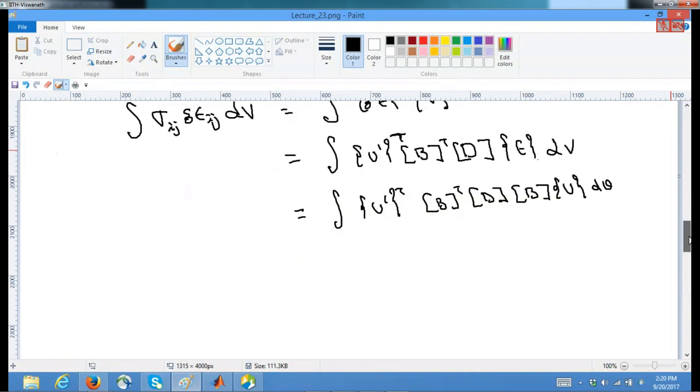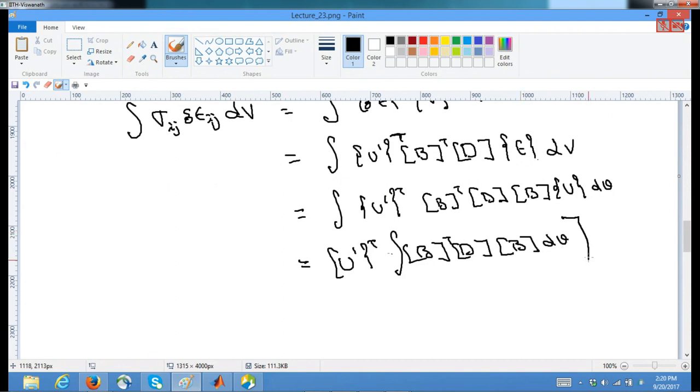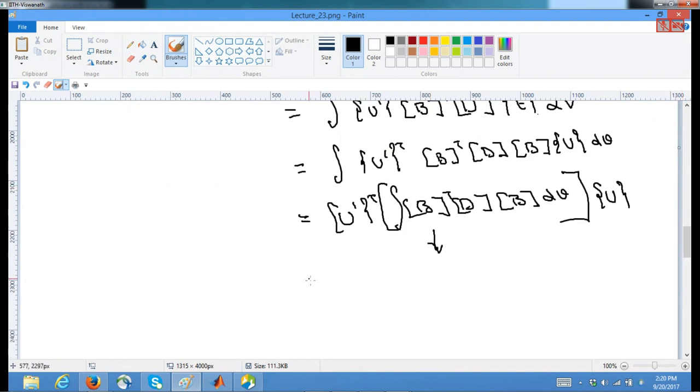So in which I will write this one as U dash transpose and integral B transpose D B dV into U. So where I call this thing as u dash k u. This is your internal energy.